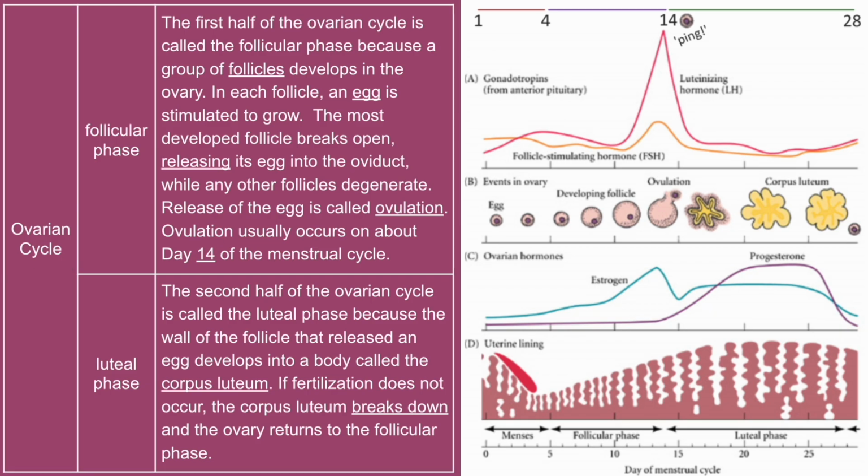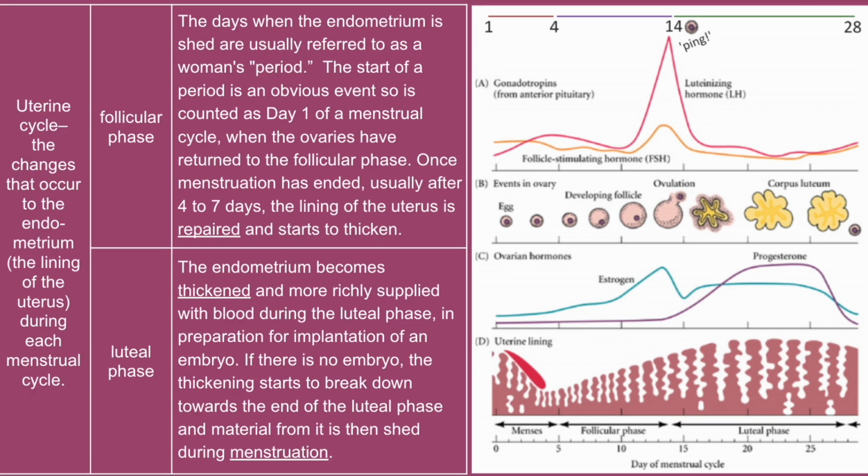Let's contrast that with what happens in the uterus. As we can see here, the beginning of the menstrual cycle is menstruation, because it's an easily recognizable stage. So day 1 is the beginning of the period, where there's the shedding of the endometrium. The endometrium is the uterine lining. This lasts anywhere from 4 to 7 days before the lining of the uterus begins to thicken again.